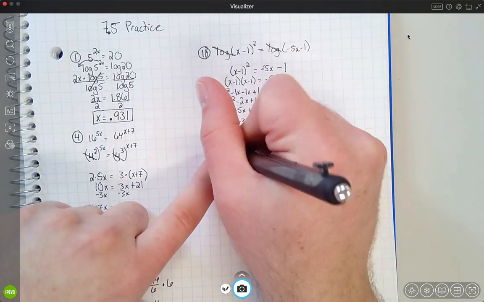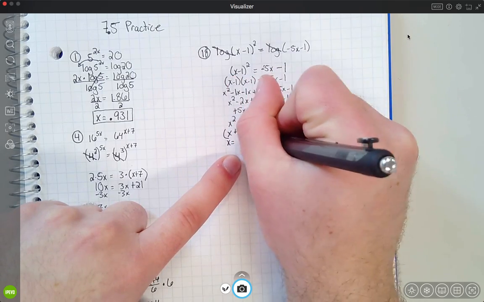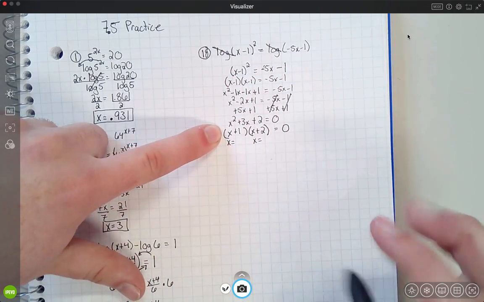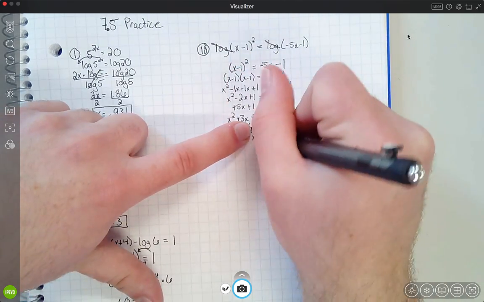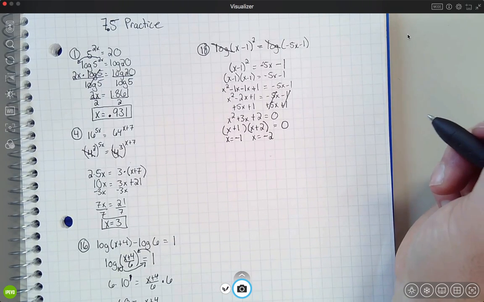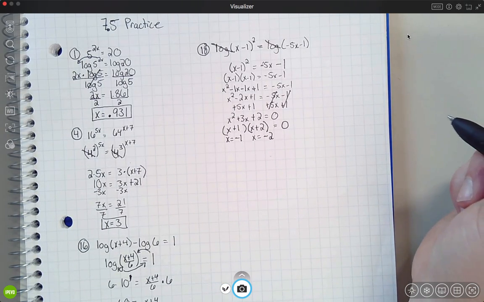Once I do that, I do need to get to my actual x's for answers, which are the values that make each of these expressions equal 0. So the value of x in the first one would be a negative 1. The value of x in the second one would be a negative 2. So I know my answer is one of these two things, or possibly both. Because I have two answers, I should check them.